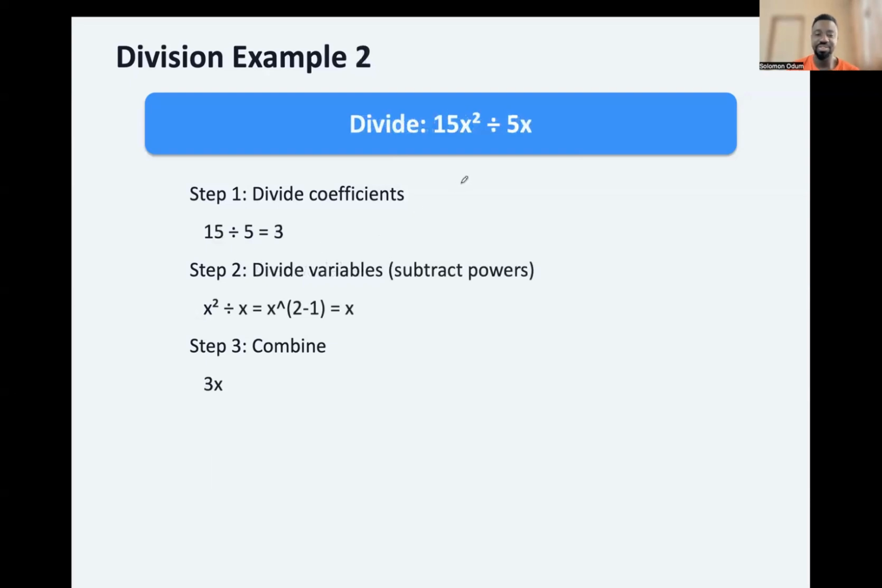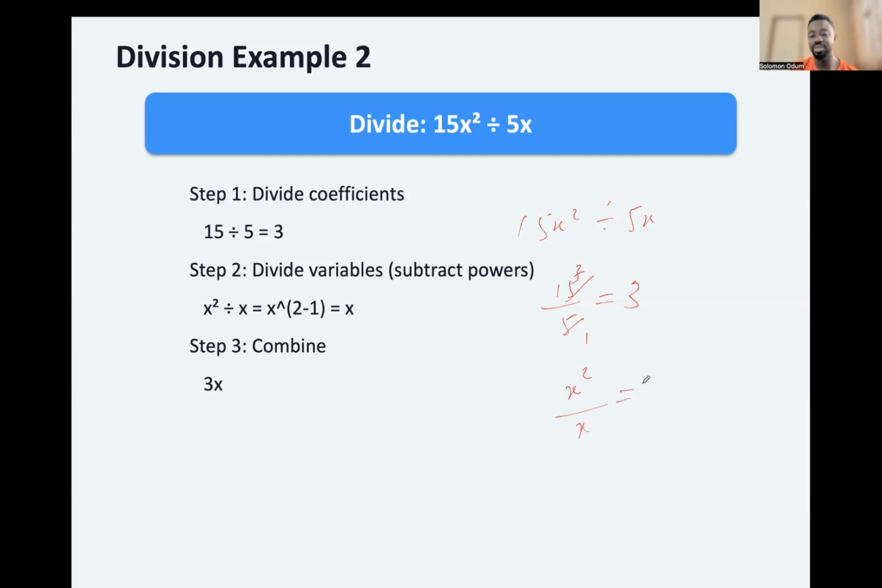Now, if you have to divide 15x squared by 5x, how do you do that? You're going to have 15 divided by 5, which is 3, because 5 times 3 makes 15. Good. Now we have x squared divided by x.